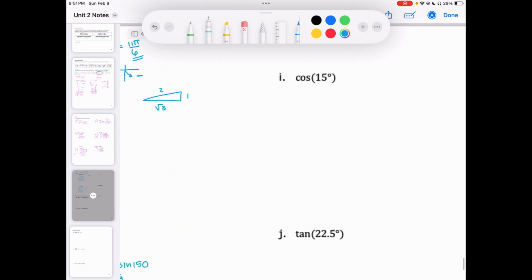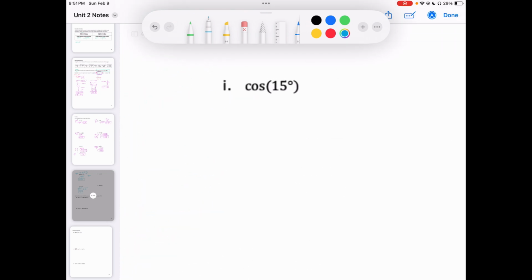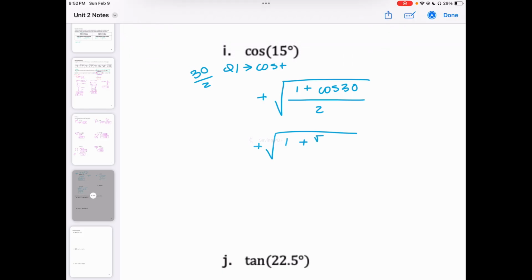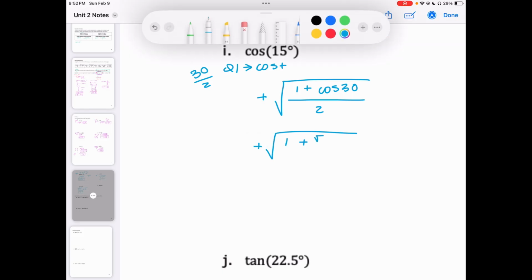And then looking at these last two, cosine of 15 degrees, if we double it, that would be 30 over 2. That's going to be in quadrant 1, so cosine is going to be positive. So I'll use the positive root. I'm going to have 1 plus cosine of 30 divided by 2, or 1 plus, I know that's going to be root 3 over 2, all over 2.